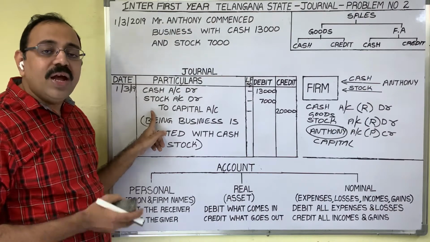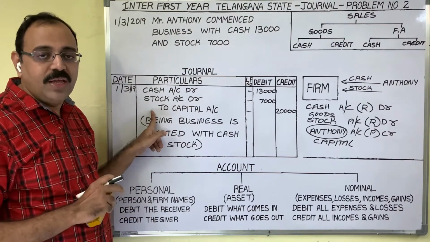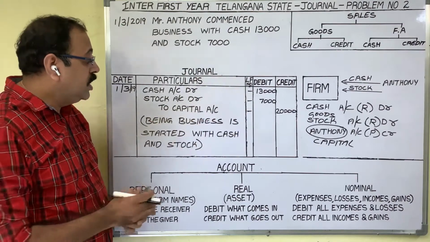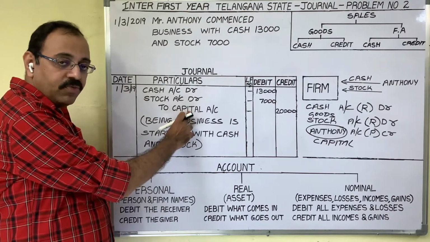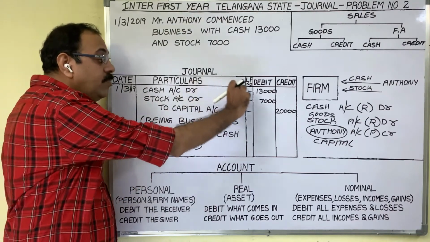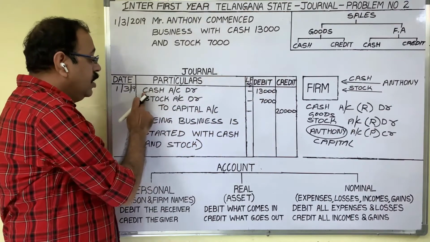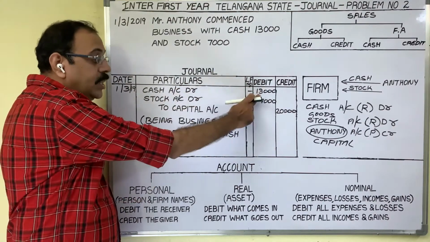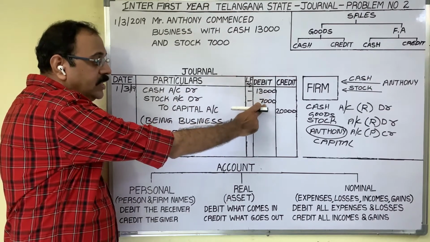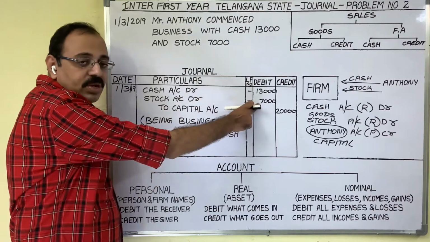If any entry contains more than two accounts, it is known as a compound entry. How to write the amounts? We have two debits and one credit. Therefore, first fill the debit column. In the debit column, 13,000 cash is coming. For cash account, write down that amount. And 7,000 stock is coming. For stock account, write down 7,000.